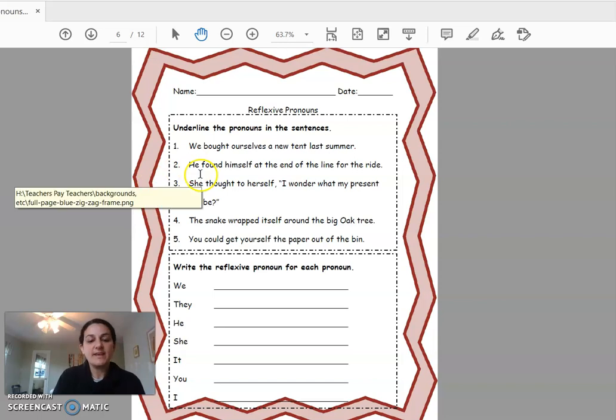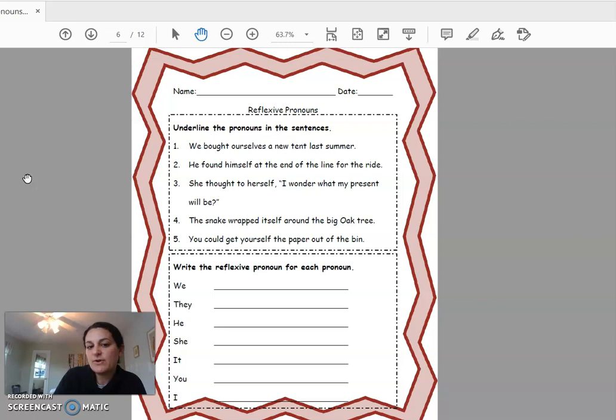The next sentence, he found himself at the end of the line for the ride. What's the reflexive pronoun? Good, himself. Number 3, she thought to herself, I wonder what my present will be. What's the reflexive pronoun? Yep, herself. Number 4, the snake wrapped itself around the big oak tree. The reflexive pronoun is itself. Number 5, you could get yourself the paper out of the bin. The reflexive pronoun is yourself.